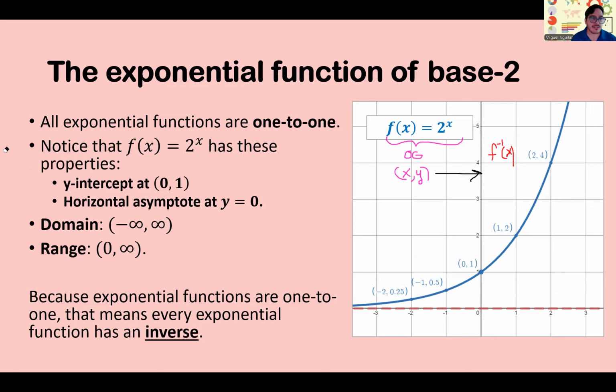So f inverse, if we have x comma y for the original function, then the ordered pair that we can get for the inverse function is going to swap that y and that x. So we have y comma x. So for instance, if I had 0 comma 1 for this exponential function, then its inverse function is going to have the point 1 comma 0, where I just swap the position of the coordinates. If the original function has this 1 comma 2, then my inverse function is going to have a point at 2 comma 1.